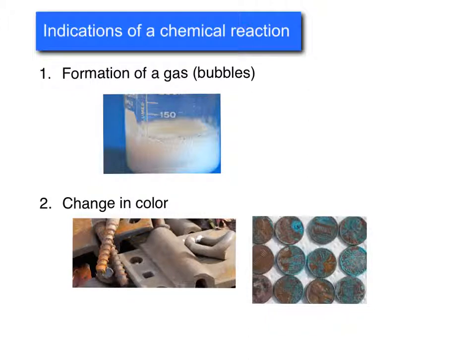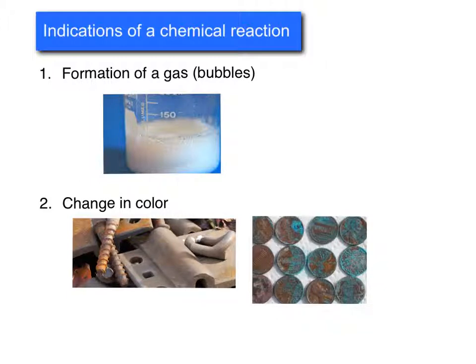A chemical reaction is when some new chemical is formed. It involves rearrangement of the bonds of the atoms, right? So there are 4 different indications of a chemical reaction, and I'll do some demonstrations of these for you in class as well. But you've probably witnessed these in your everyday life.